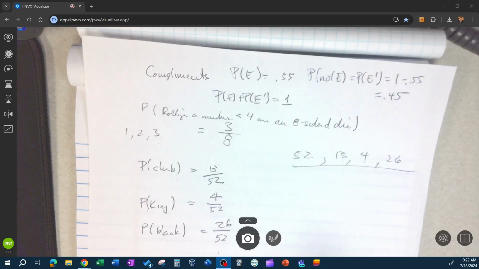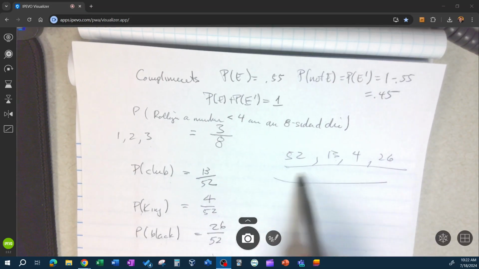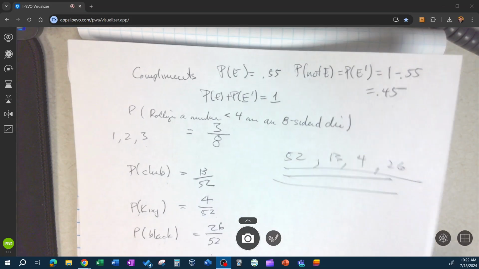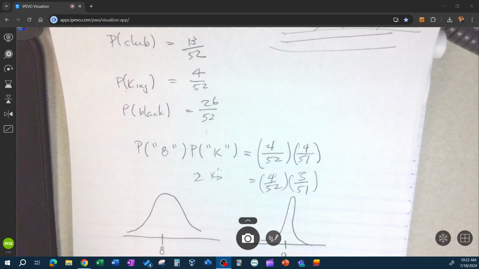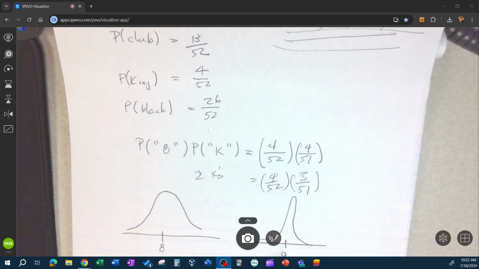So I think, make sure you know these numbers here. And this is typical of a statistics course where you use dice and you use cards.